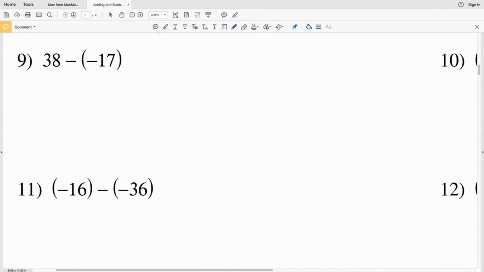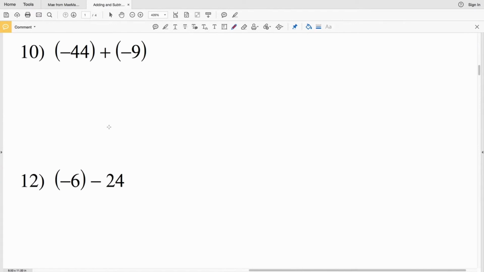Number 9, we have 38 minus a negative 17. Minus a negative, that's going to be 38 plus a positive 17. And 38 plus 17 is going to give us 55. So the answer to number 9 is 55. For number 10, we have a negative 44 plus a negative 9. So we're at negative 44 on the number line, and we're going to the left, so even more negative. So that's going to give us a negative 53.